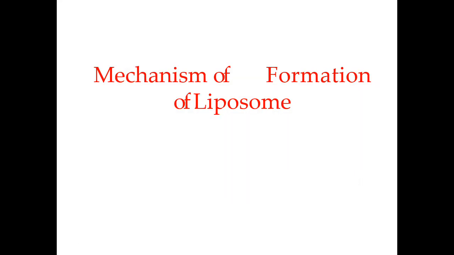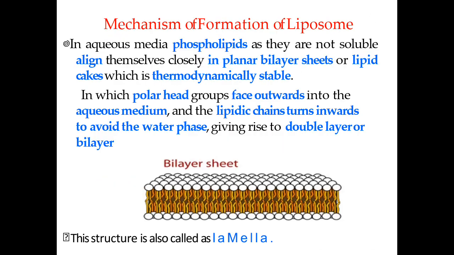As far as the mechanism of formation of liposome is concerned, in aqueous medium the phospholipids, as they are not soluble, align themselves closely in planar bilayer sheets or lipid cakes, which is thermodynamically stable, in which the polar head groups face outwards into the aqueous medium and the lipid chains turn inwards to avoid the water phase, giving rise to a double layer or the bilayer.